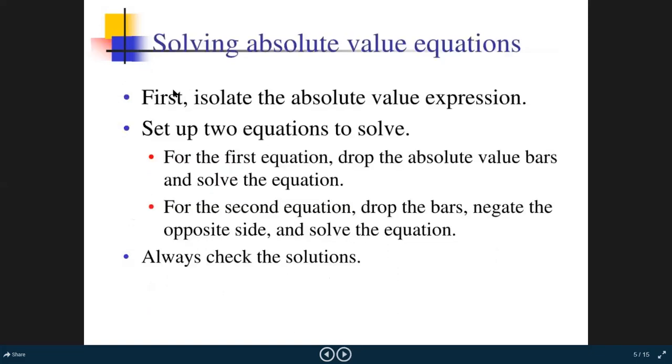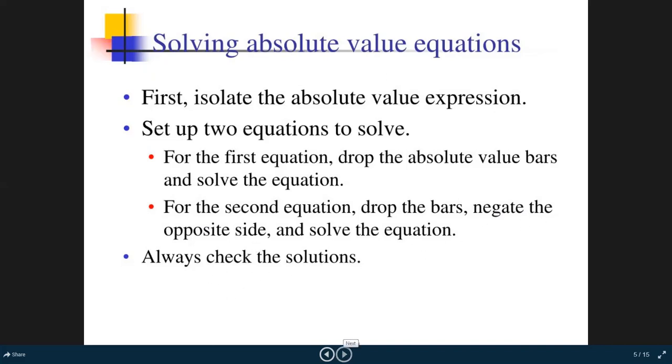Solving absolute value equations: first, isolate the absolute value expression. Set up two equations to solve. For the first equation, drop the absolute value bars and solve the equation. Dropping the absolute value sign means we don't know the sign of the number and its exact value. For the second equation, drop the bars, negate the opposite side and solve the equation.